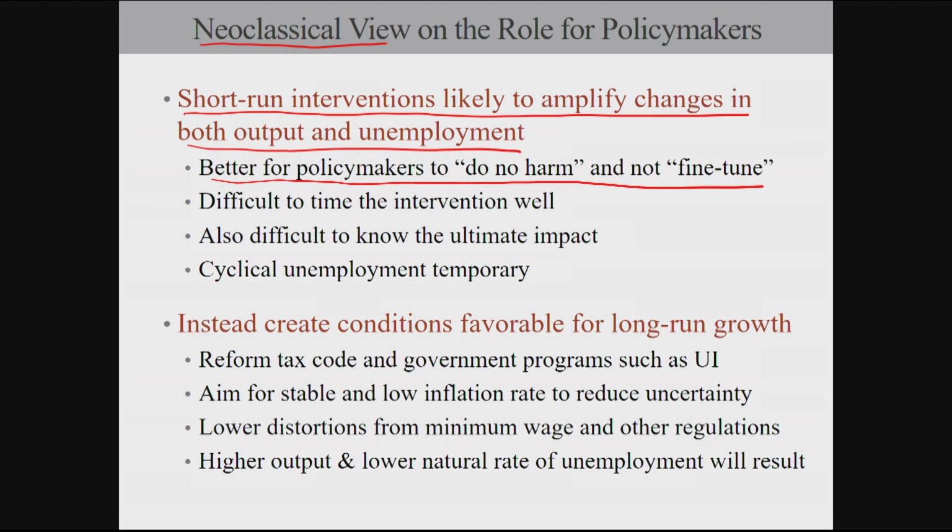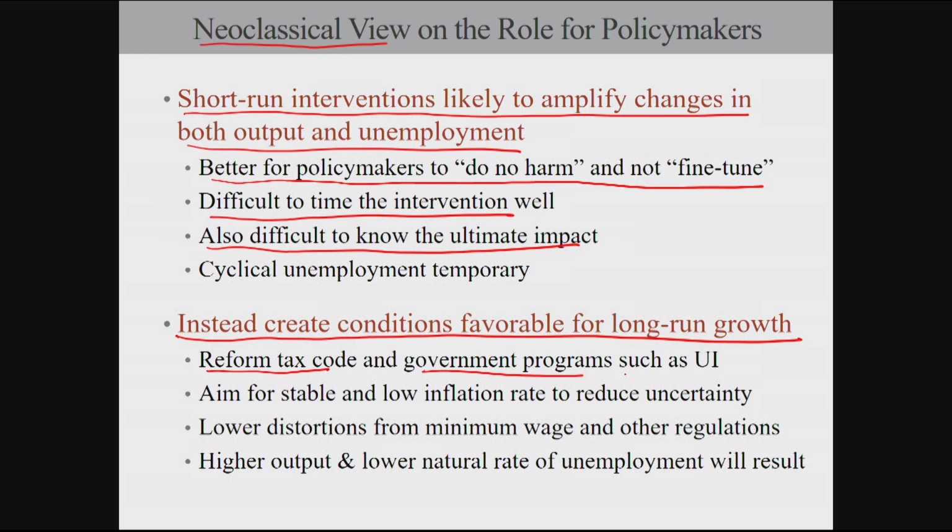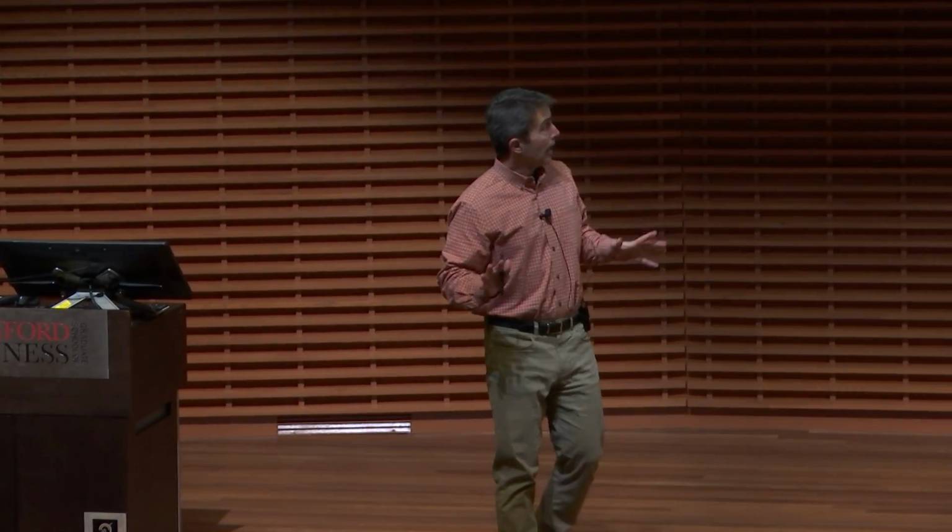It's difficult to time the intervention well, and it's also difficult to know the ultimate impact. And so the neoclassical view prizes over everything trying to create conditions that are very favorable for long-run growth. So aim to reform the tax code and government programs like unemployment insurance, and lower distortions from the minimum wage. Basically, it's more of a let the government step back, let the market work, and higher output will result from that.